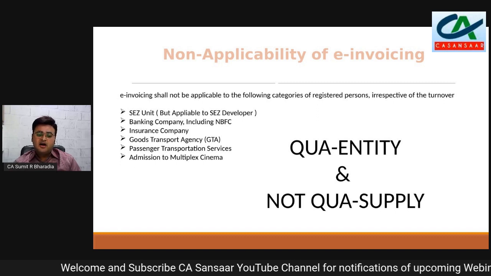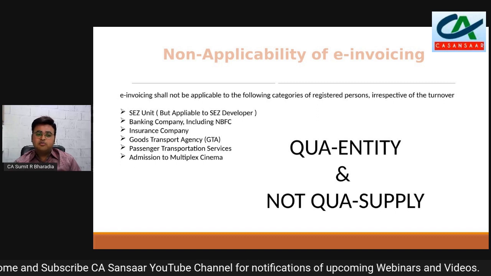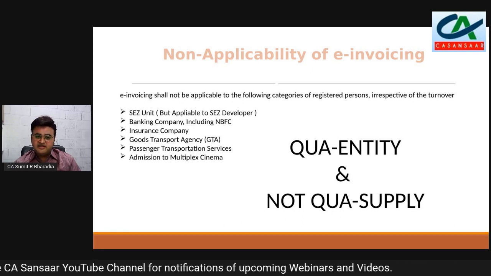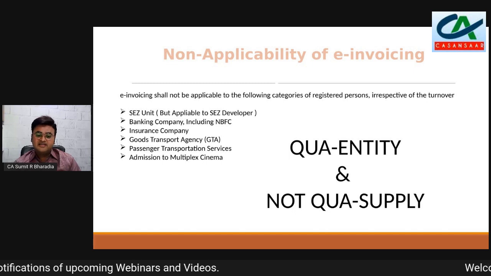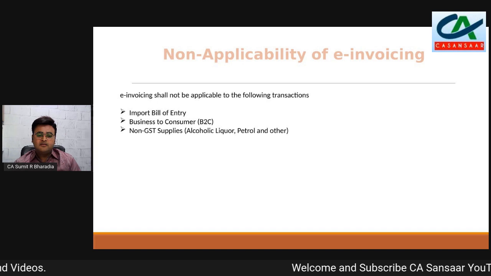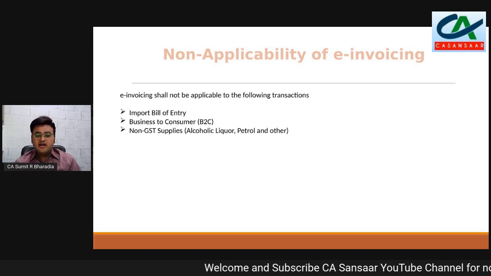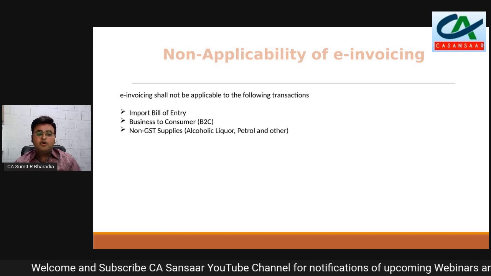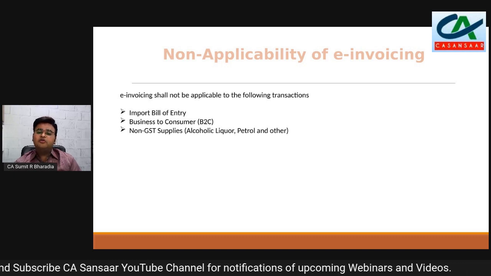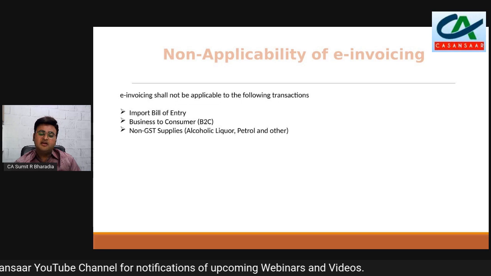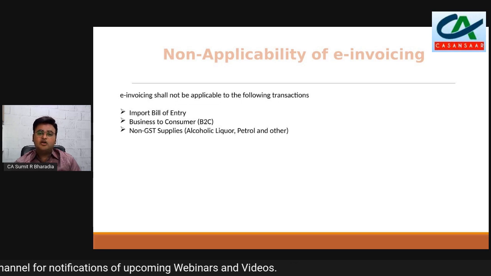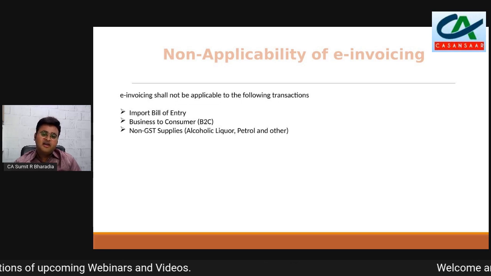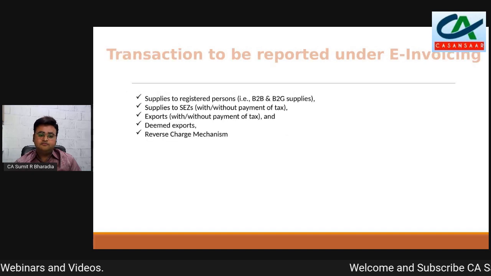The basic objective of GTA is goods transport, but they also invoice for the Hamali charges, loading, unloading. Even those are exempt from e-invoicing. This is called qua entity and not qua supply. Non-applicability of e-invoicing for particular transactions, like import bill of entry, B2C. For B2C transactions, e-invoicing is not applicable. And also non-GST supplies like alcoholic liquor, petrol and others, e-invoicing is not applicable.